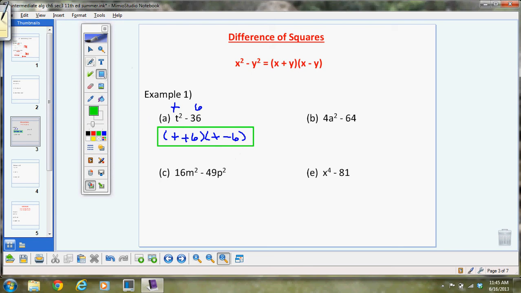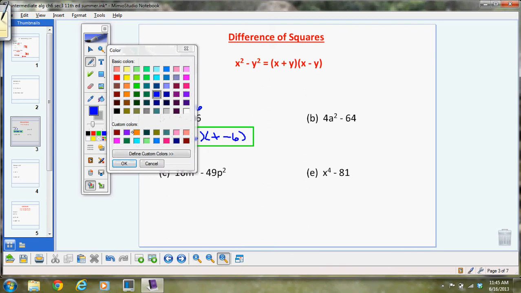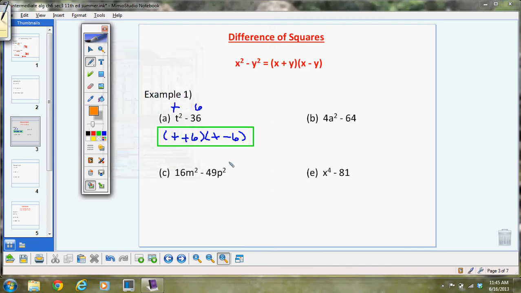Now let's look at part B. First thing we want to do is, can we take anything out? In this case, we have a 4a squared minus 64. We can take something out here. They have a 4 in common. So if I take out a 4 and put it in the front, then I'm left with a squared minus 16, because 4 goes into 64 16 times.